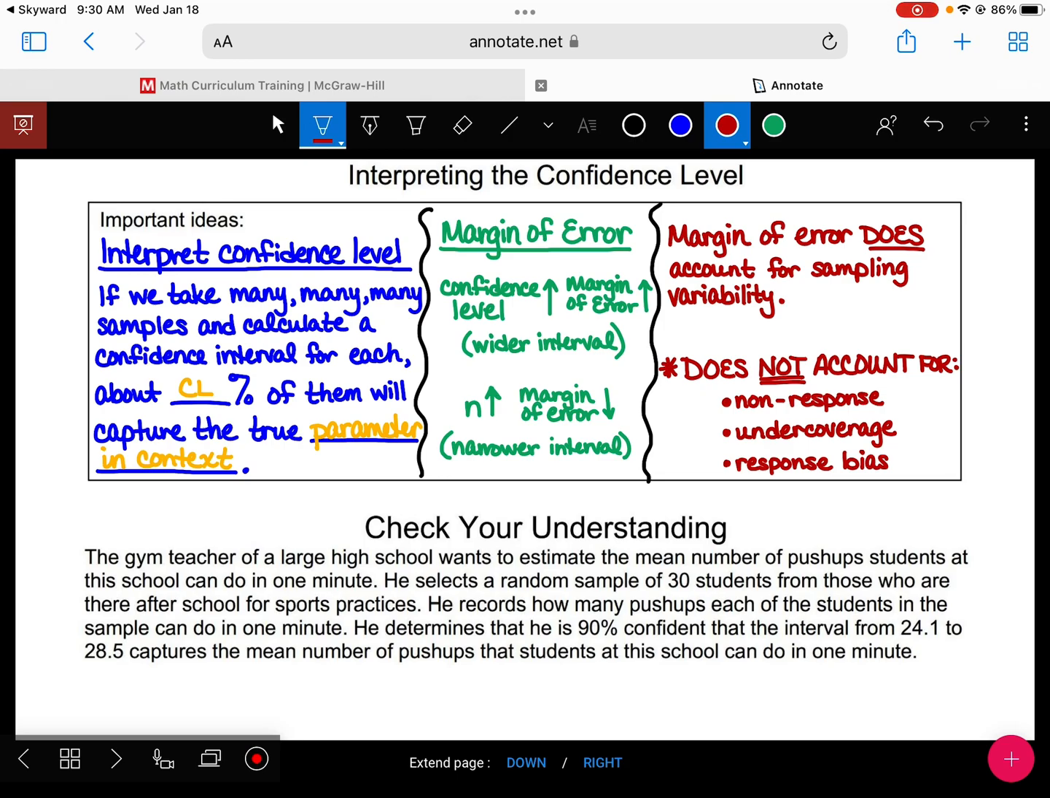What in the world? Okay, sorry. I don't know why it did that. There we go. Sorry about that.